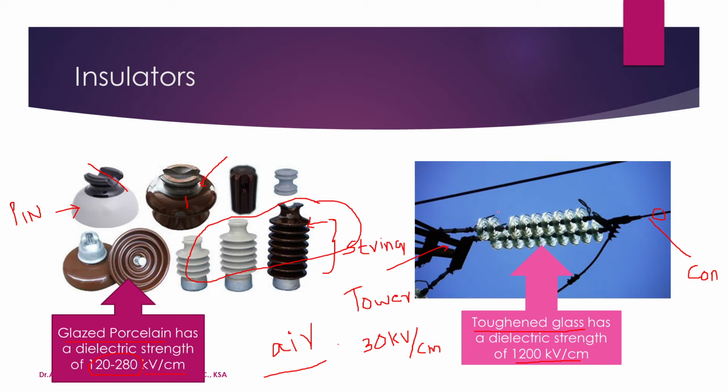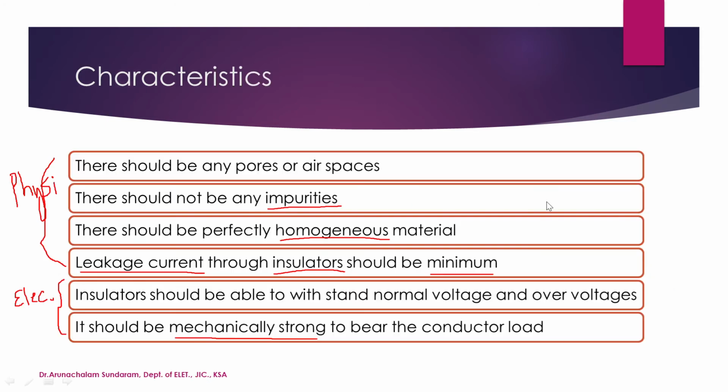Can you see the arcing horn here? This is called the arcing horn. Now when the voltage level is high, you will get an arc across the insulator. The air surrounding the insulator is ionized, and you will get an arc across this arcing horn. The voltage at which you get this arc is called the flashover voltage.